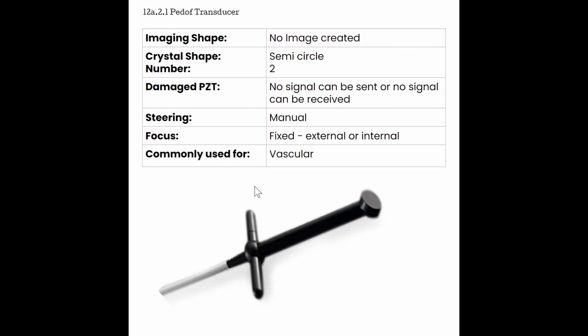This is one of the only transducers that requires manual steering. So as a sonographer, you are physically moving the beam around trying to get the area that you want. The focus is going to be fixed, either external or internal. We commonly use these in the vascular application, vascular in this case also including the flow within the heart, looking at flow of the valves.